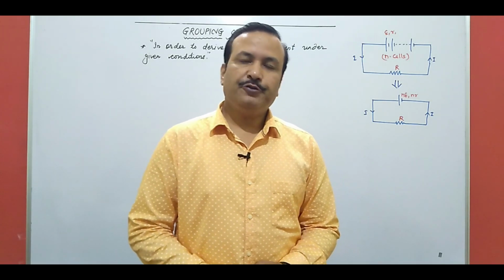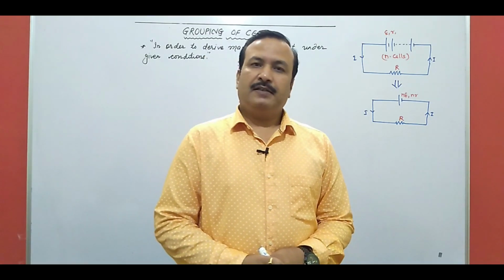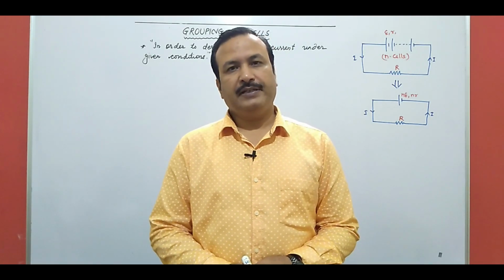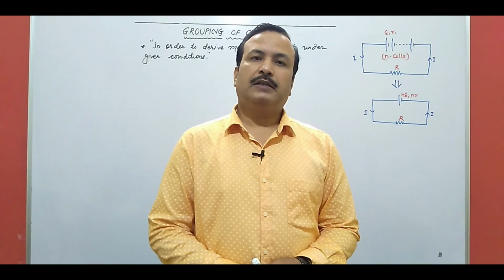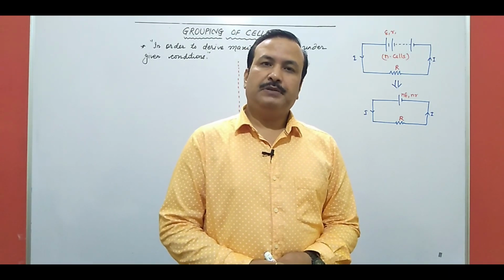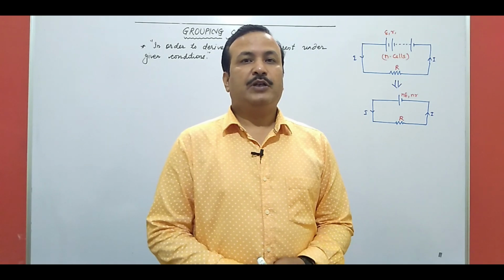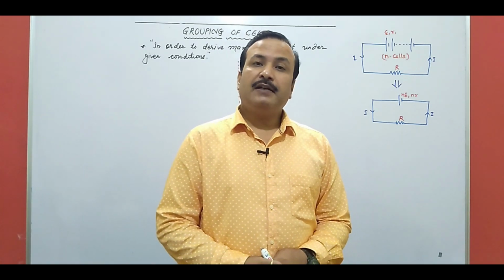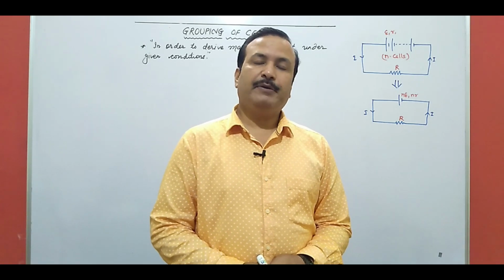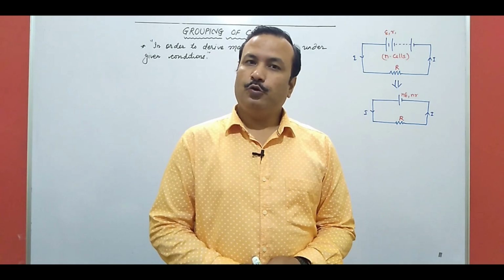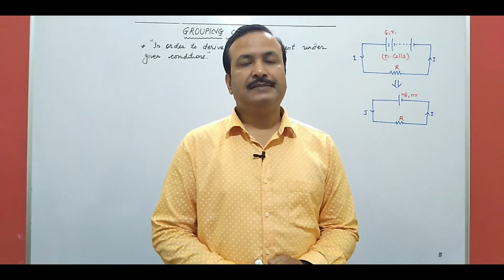In the previous video, if you remember, let's recap those points. We have discussed cells, battery, how they are connected, what are the types of cells, primary cell, secondary cell, their examples, and then we have discussed what is EMF, what is internal resistance of the cell, then what is the relation between internal resistance, EMF and terminal potential of the cell. So let's have the look over the other topic, grouping of cells.